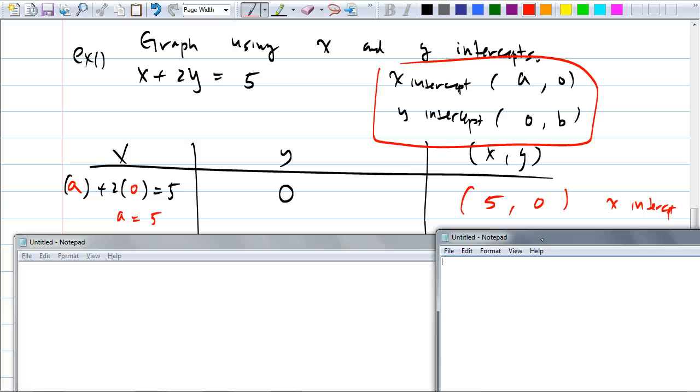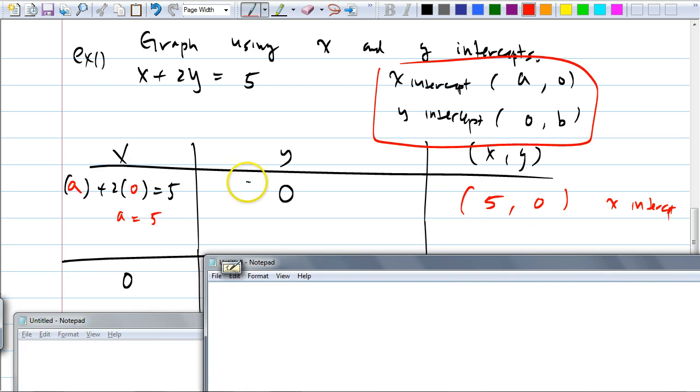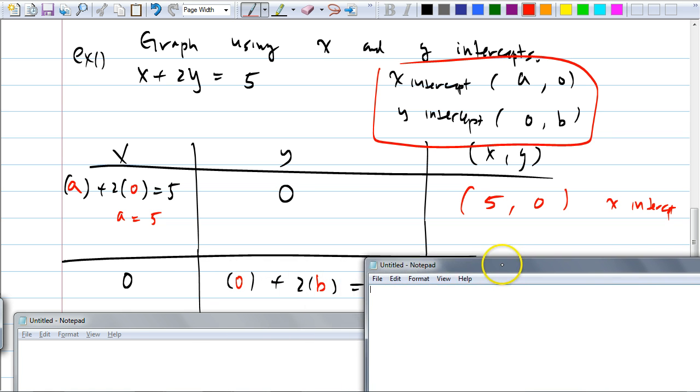What do you think we're going to plug in? 0 and b. So now what here is your x? Look, your x is already 0. So here in this place, x is 0. Now, what is going to be in place of y? We're going to plug in b here. What do you get? 0 plus 2 times b equals 5.